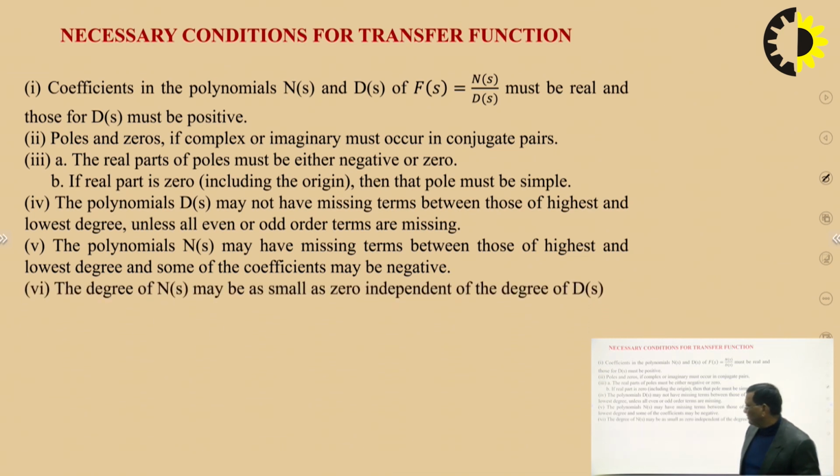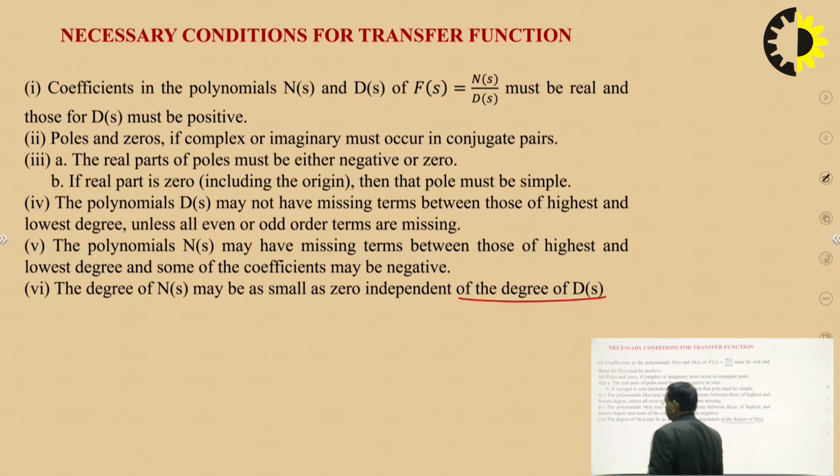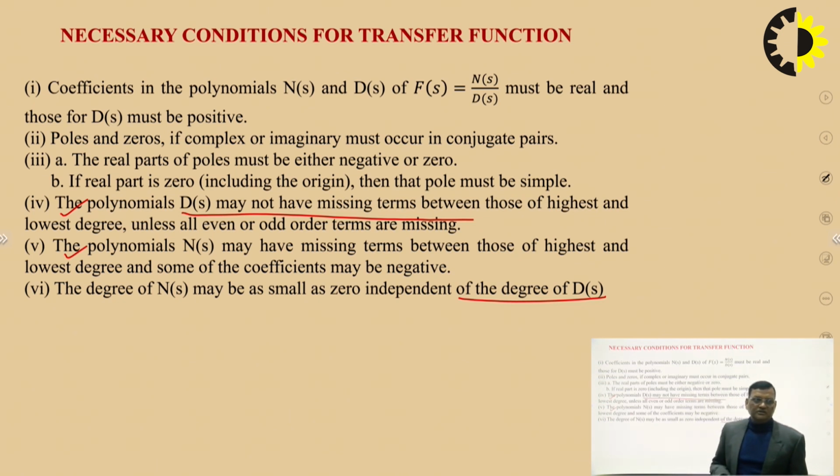The degree of ns may be as small as 0, independent of the degree of ds. So these are some differences between them: ds may not have missing terms between those of the highest degree and lowest degree, whereas ns may have some missing terms.